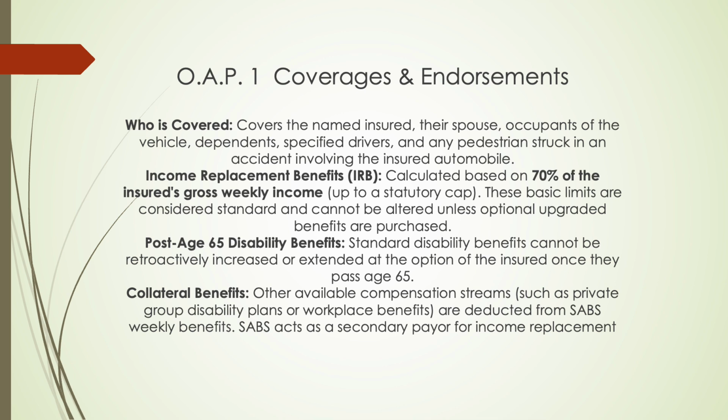Collateral benefits. Other available compensation streams, such as private group disability plans or workplace benefits, are deducted from SAB's weekly benefits. SABS acts as a secondary payer for income replacement.